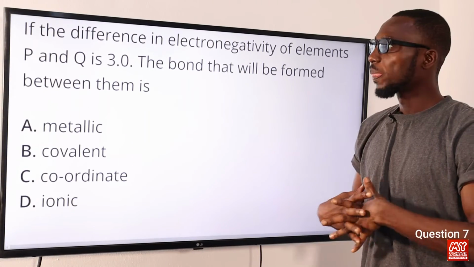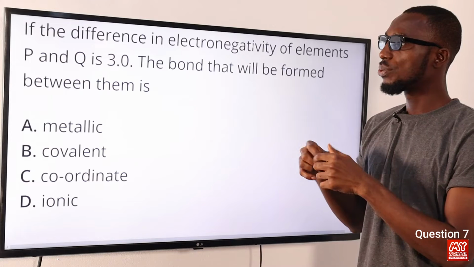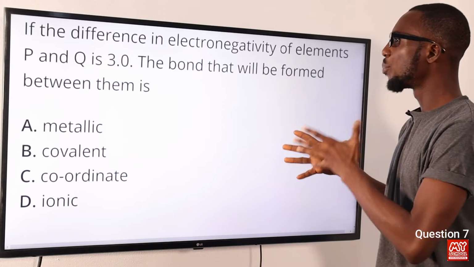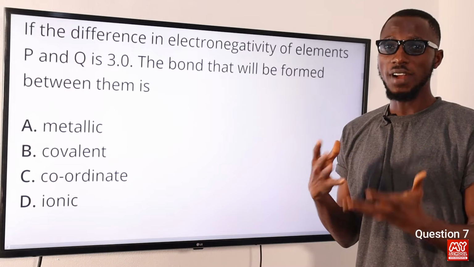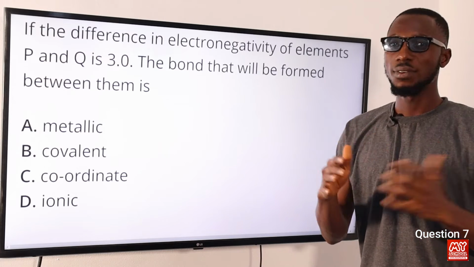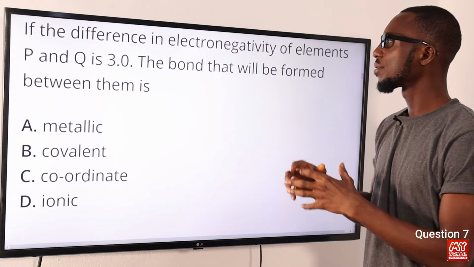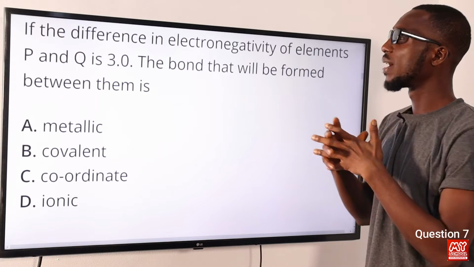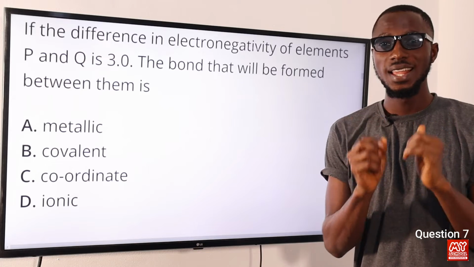Question 7. If the difference in electronegativity of elements P and Q is 3.0, the bond that will be formed between them is what? We can use these values I'm going to present, although it's subjective, based on different presentations. Electronegativity of an atom in a molecule is the power of that atom to attract electrons.